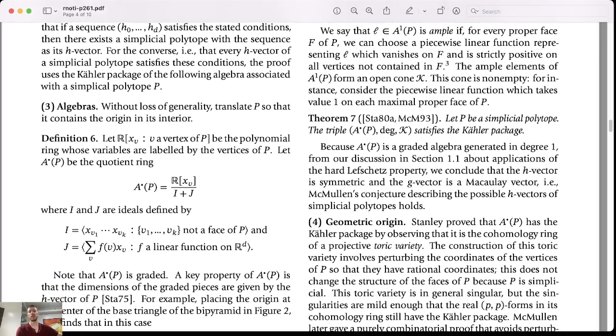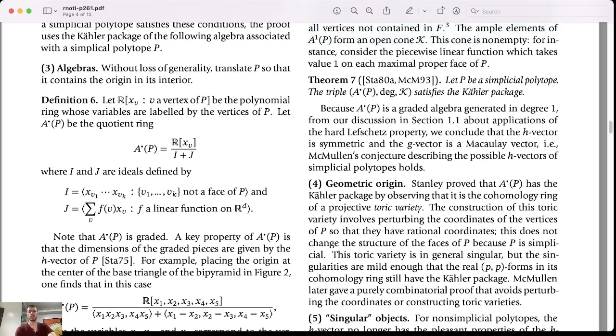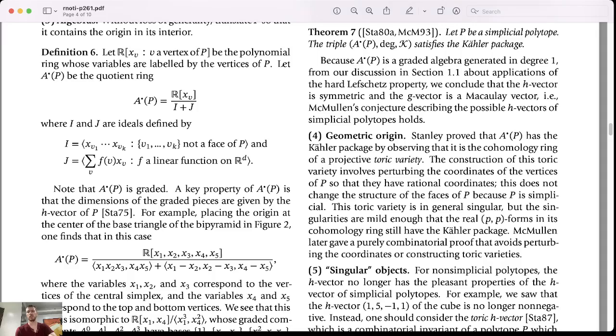We say that L in A^1(P) is ample if for every proper face F of P we can choose a piecewise linear function representing L, which vanishes on F and is strictly positive on all vertices not contained in F. The ample elements of A^1(P) form an open cone K. This cone is non-empty. For instance, consider the piecewise linear function which takes value 1 on each maximal proper face of P.